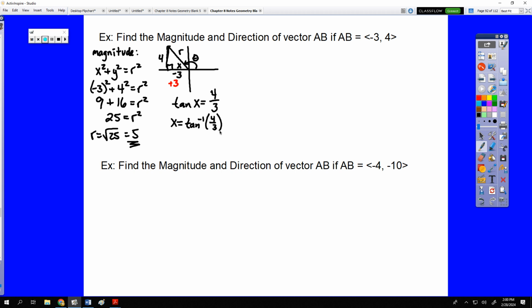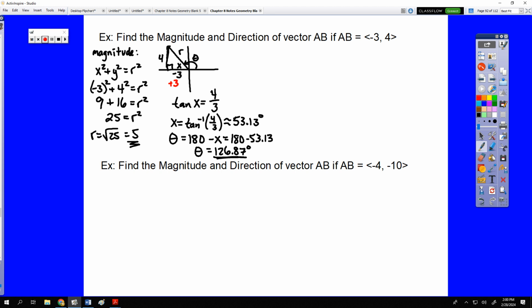We would feed that to our calculator and we would get 53.13 degrees. Now that is not theta, that is x. Looking at the picture, we should see that theta and x are a linear pair, which means that theta would be 180 minus x. So we do 180 minus 53.13, and that gives us our direction, which is an obtuse angle, 126.87 degrees.